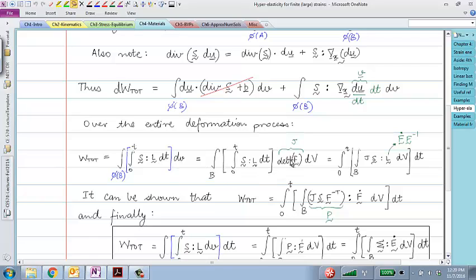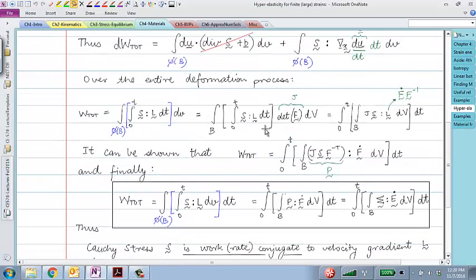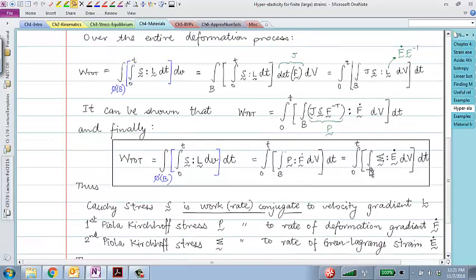And again, through a bunch of algebra, you can convert that dv in the deformed configuration to the original configuration dV. You can rearrange all of that to come up with J S and L replaced by F dot F inverse, and you can show that we get J S F inverse transpose here. That's the first Piola-Kirchhoff stress times double dot with F dot. And if you do another substitution, you can show that it's the second Piola-Kirchhoff stress tensor double dot with E dot. This E was the Green-Lagrange strain.